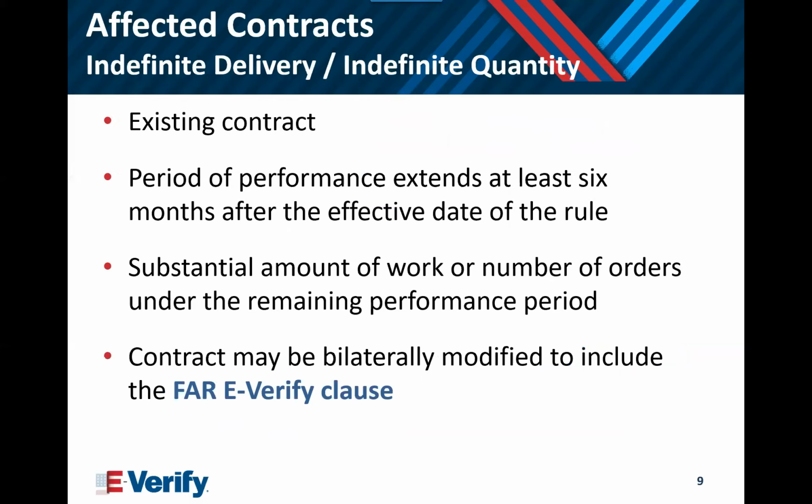And then finally are the indefinite delivery, indefinite quantity, sometimes referred to as IDIQ contracts. And these qualify for the FAR E-Verify clause if that contract was awarded for a period of performance that extends at least 6 months beyond September 8th of 2009, and there's a substantial amount of work or number of orders expected during the remaining period of performance. At that point, then, the contract could be bilaterally modified to include the FAR E-Verify clause. All right, so those are the 3 types of contracts that may need the FAR E-Verify clause.